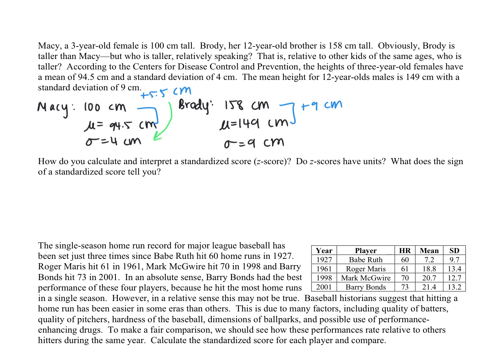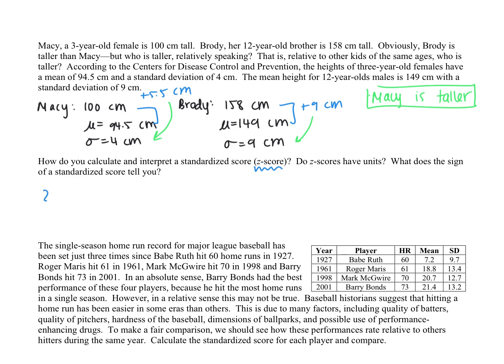Macy is more than 1 standard deviation above what's expected for 3-year-old females. Brody, on the other hand, is only 1 standard deviation taller than males for his age. So saying that again, Macy is more than 1 standard deviation taller than we would expect her to be. Brody, on the other hand, is only 1 standard deviation taller than what we would expect for his age. So Macy is taller.